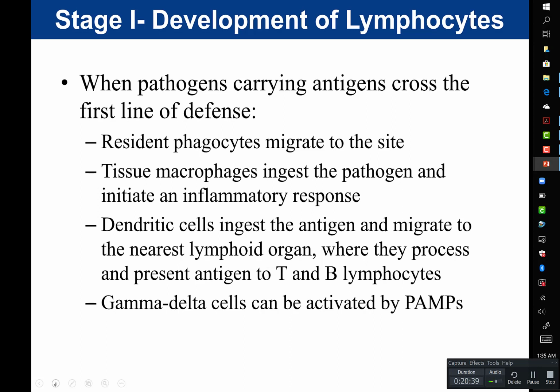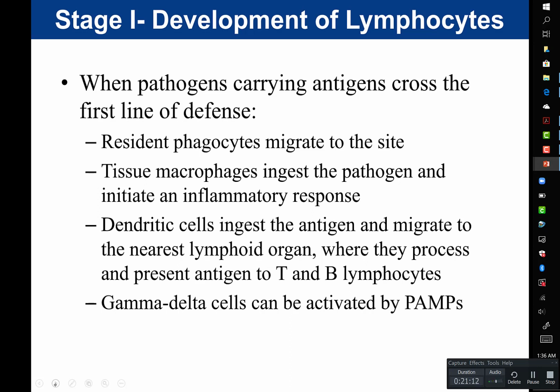Once an organism has breached the first line of defense, that is going to activate our second line of defense. And so we talked about that part of our second line of defense is that these resident phagocytes are going to migrate to the site of where the pathogen has entered the body. The tissue macrophages are going to ingest that pathogen and initiate an inflammatory response. So again, that is all part of our second line of defense.